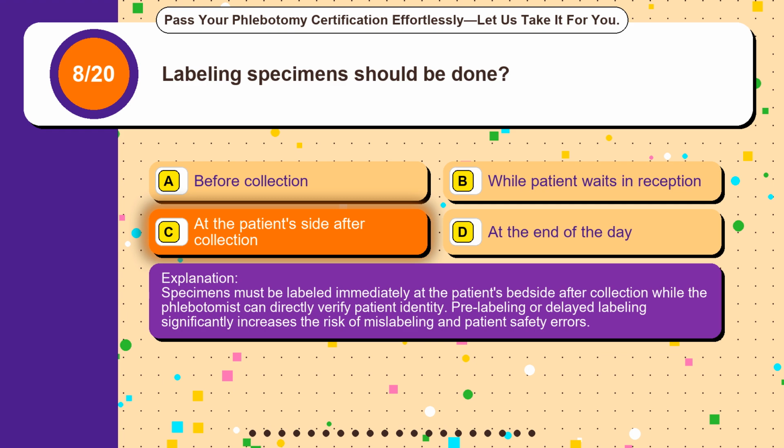Specimens must be labeled immediately at the patient's bedside after collection while the phlebotomist can directly verify patient identity. Pre-labeling or delayed labeling significantly increases the risk of mislabeling and patient safety errors.